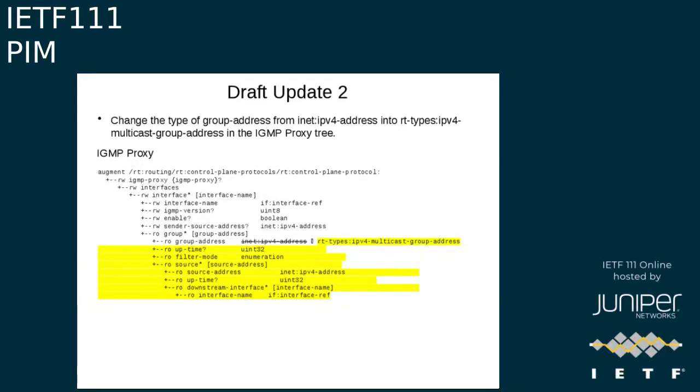Update 2: we changed the IGMP proxy tree. We changed the type of the group address from the IPv4 address into the IPv4 multicast group address. This new type is also used in the IGMP YANG model. Next, please.